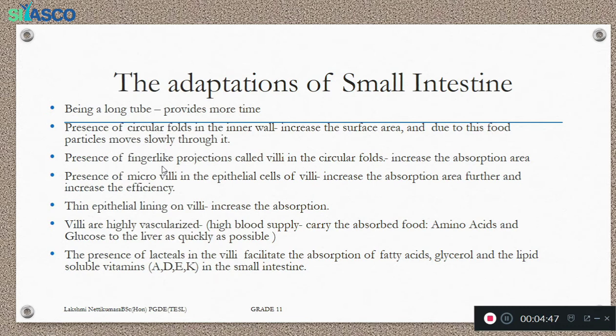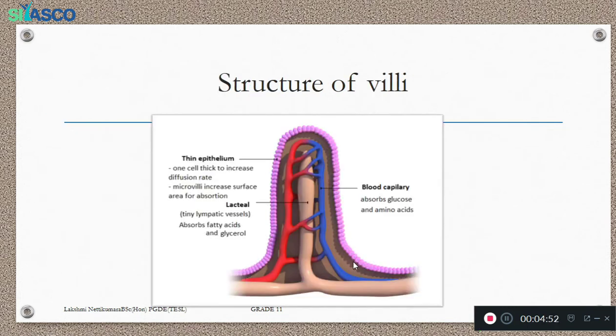And the presence of finger-like projections called villi. Here this is the structure of a villi. There you can see this is the very thin epithelium, one cell thickness epithelium in a villi. This kind of projections, 1,000,000,000 number of projections in the small intestine. So one cell thick increases the diffusion rate, and within it microvilli are present. This microvilli again increase the surface area for absorption.